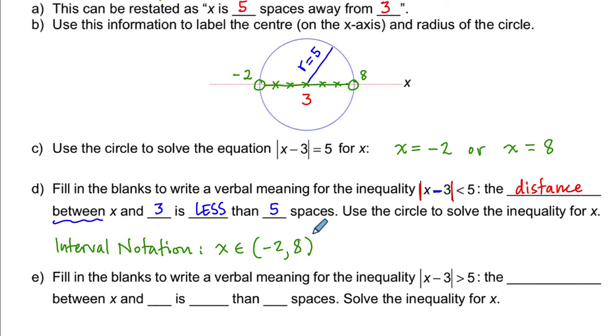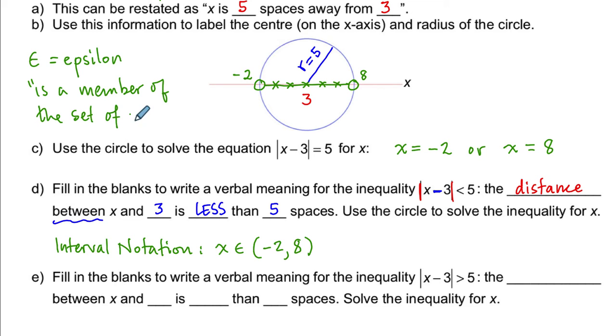But we use these round brackets to indicate that x does not equal those end values. We use the Greek letter epsilon, which tells us that x is a member of the set of values. This is a set notation variable that we will use a lot. And so x is a member of the set of x values from -2 on the left to 8 on the right. We could also write this set of values using an inequality notation.